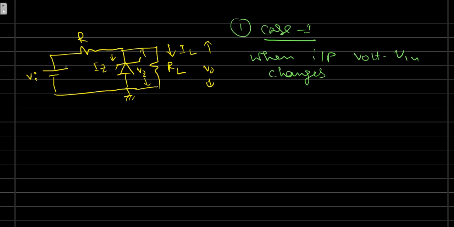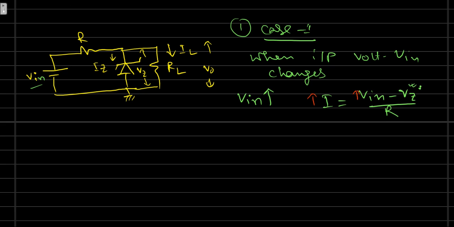Suppose when Vin increases, we know that the current I is equal to (Vin minus Vz) divided by R, where Vz is the breakdown voltage of the Zener diode, that is constant. Let's say you are using a 4.7 volt Zener diode, so Vz is constant. So when the value of Vin increases and R is constant, of course I will increase as per this equation.